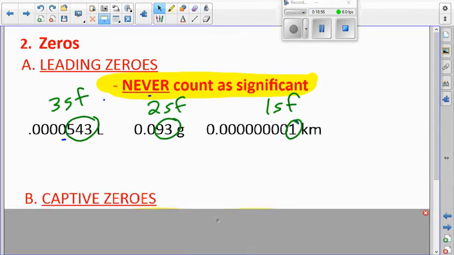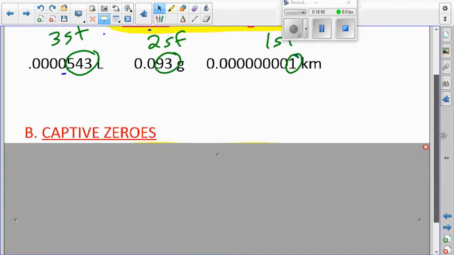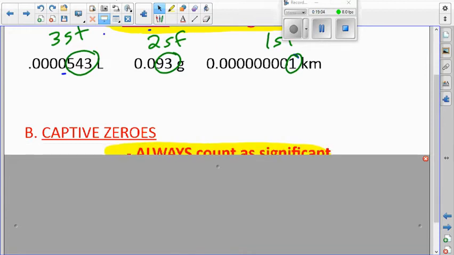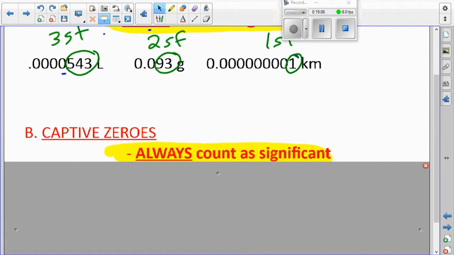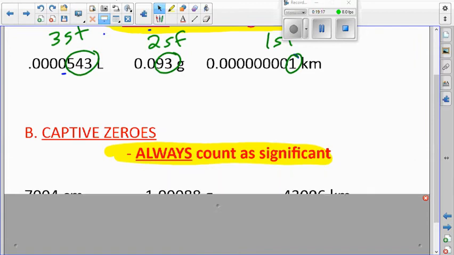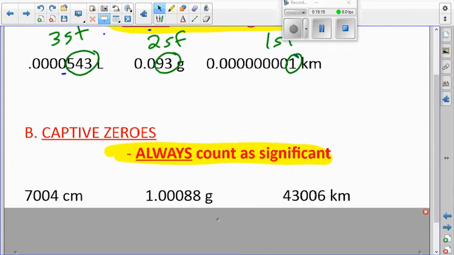That brings us to captive zeros. Or sometimes people call them sandwiched zeros. Captive zeros always count as significant. Always, always, always. Unlike leading zeros, which are never significant, captive zeros are always significant. What is a captive zero, Mr. P? Well, it's any zero trapped between 2 non-zeros.